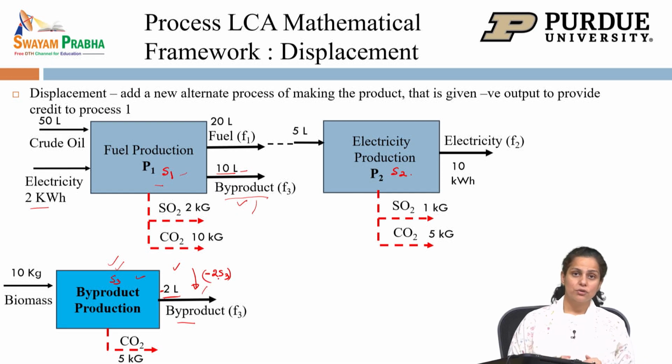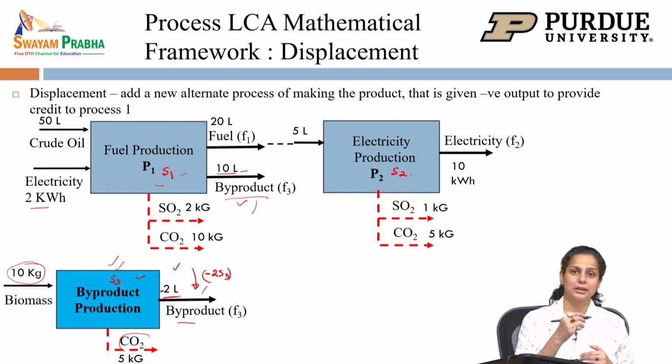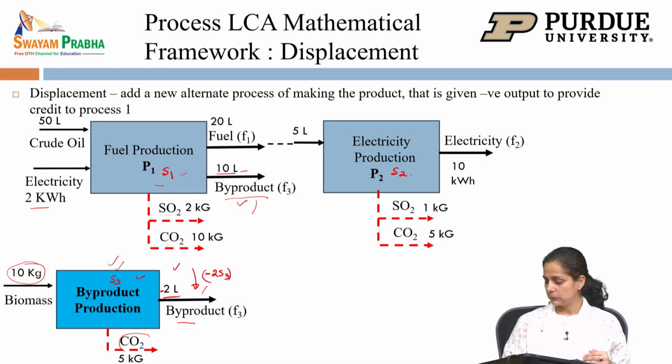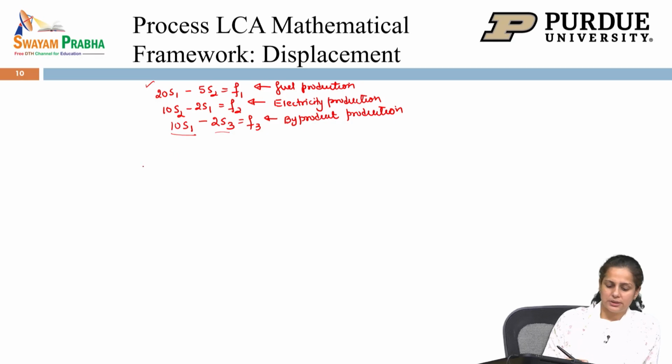When we are going to reduce that output, it will ultimately reduce the biomass requirement and CO2 from this system. Hence, the displacement idea in the LCA is telling that because of that byproduct formation, we are reducing the impact somewhere else. Therefore, this process gets the credit for formation of byproduct. So, now the modified technology matrix is simple.